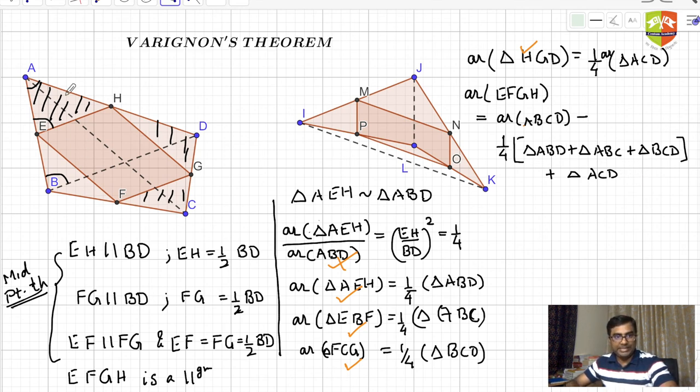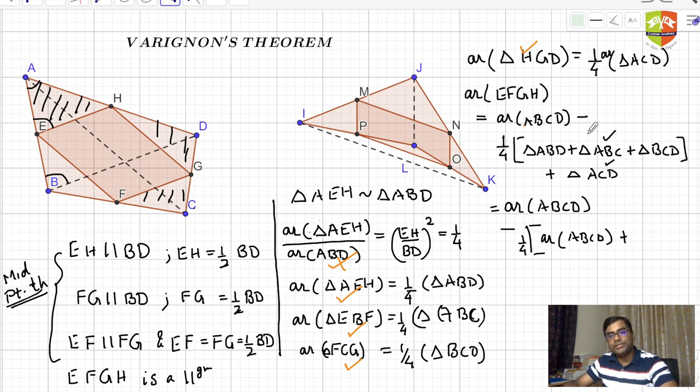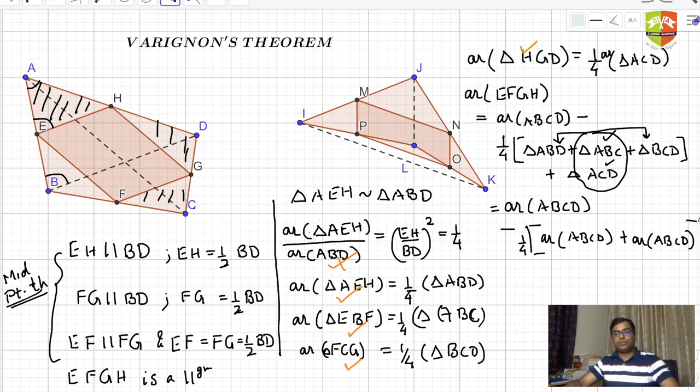Now ABD, if you see, ABD plus BCD, right? So check ABD plus BCD. This will give you another quadrilateral ABCD, isn't it? So can I not write this same as area of ABCD minus 1 by 4 outside the bracket, and I will get one area of ABCD plus, if you check the other one, that is ABC and ACD, right? So these two combine and these two combine are individually giving you one quadrilateral each. You can check that. So again, I will write area of ABCD, and close the bracket.